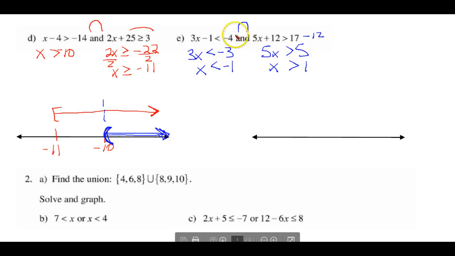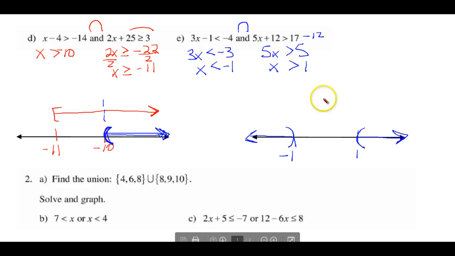Again, this is an intersection. I have to put both of these on a graph. So one value is a negative 1, and one value is a positive 1 right there. Now, what sign do I put here? It says x is less than a negative 1. So I would kind of do it this way. And this one is x is greater than 1. I would have something go this way.